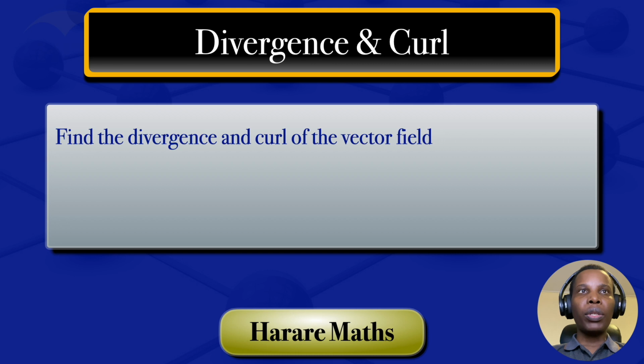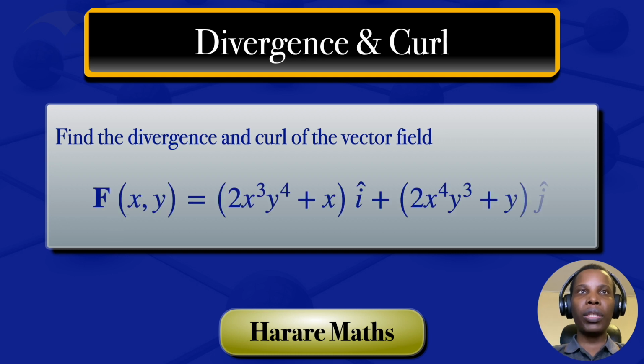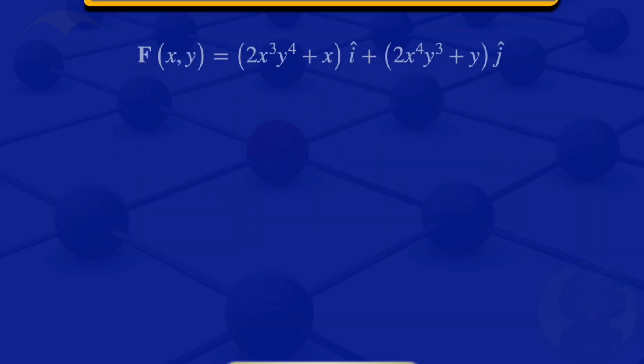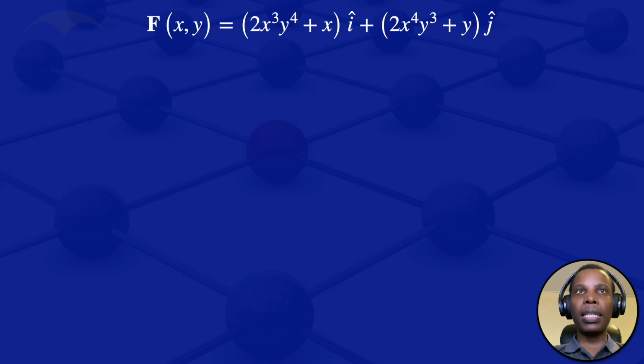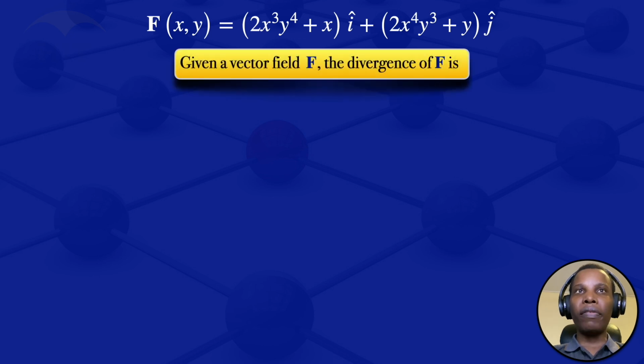In this video, I'm going to find the divergence and curl of the vector field F, which is equal to (2x³y⁴ + x)i + (2x⁴y³ + y)j. Given that vector field, it is two-dimensional, it just has an i and a j. Given a vector field F, the divergence of the vector field F is grad dot F.